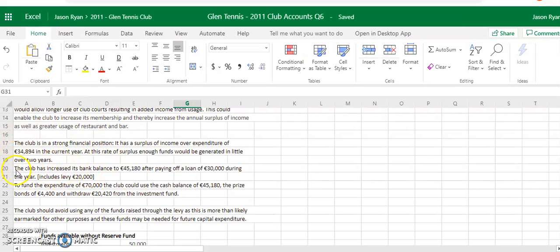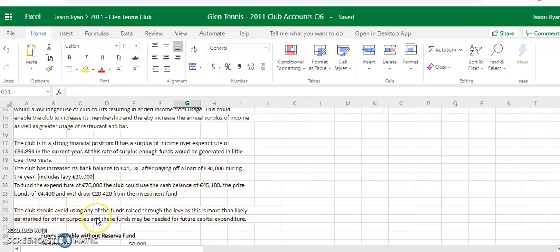So the surplus income over expenditure. The club has increased its bank balance to 45,000 after paying off a loan of 30,000 during the year. So we paid off 30,000 and we still have a bank balance of 45,000. So that's quite good. To fund the expenditure of 70,000, the club could use the cash balance of 45,180. So this cash we have here. The prize bonds of 4,400, which is our money. So we could also use that, and then withdraw the balance, which is 20,420, from the investment fund. So 45,180 plus 4,400, and take that away from 70,000 gives you a balance of 20,420.